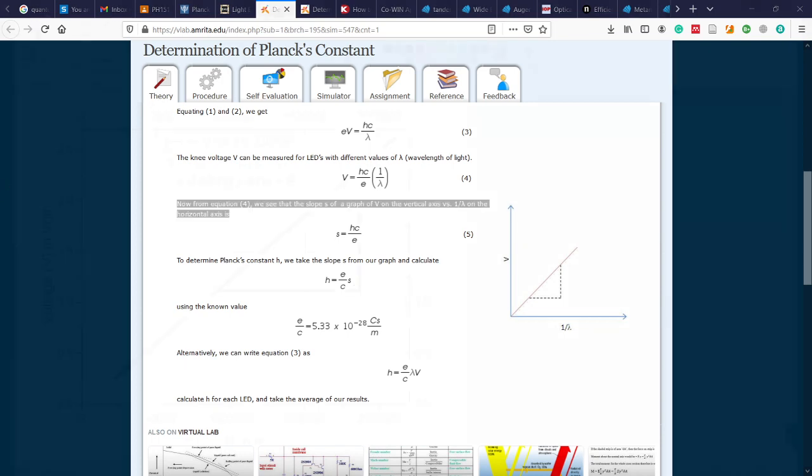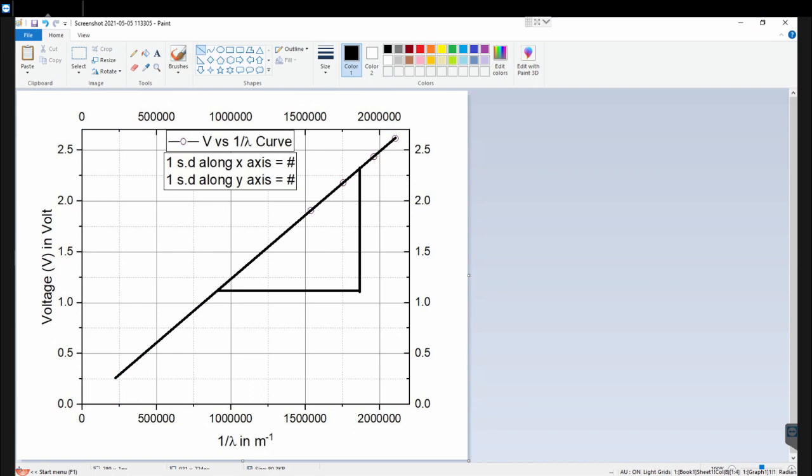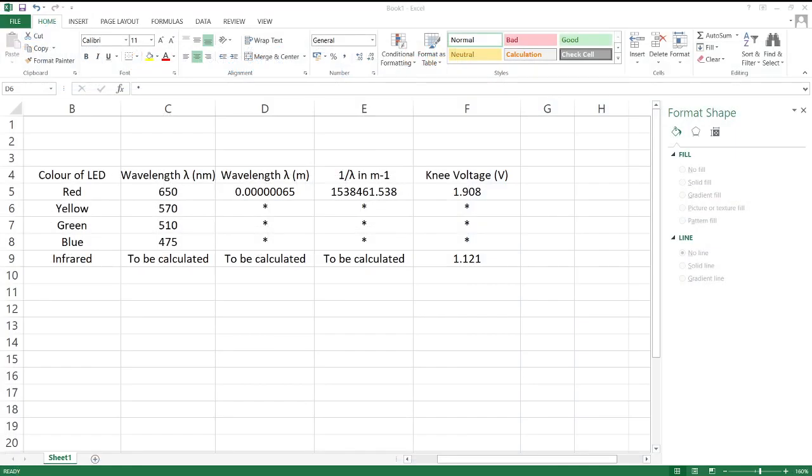In the second part of the experiment, what we actually do is, we have this graph. Let me show you the Excel sheet. In the Excel sheet, you can see that for the infrared, we have the unknown wavelength. This is to be calculated. But what is known is the knee voltage. We have got this knee voltage as 1.121 volt. We have only this value, and please remember that it corresponds to the y value.